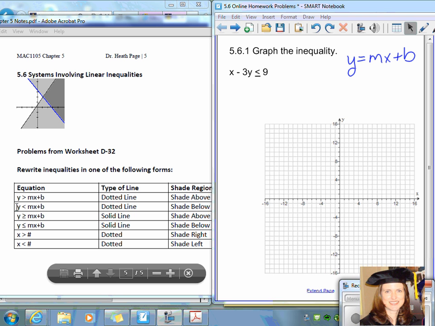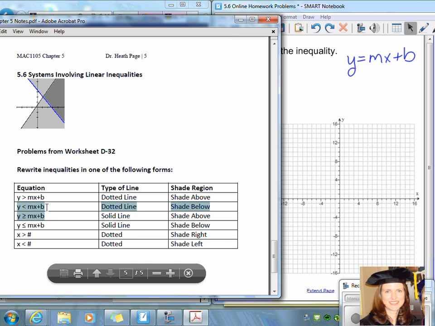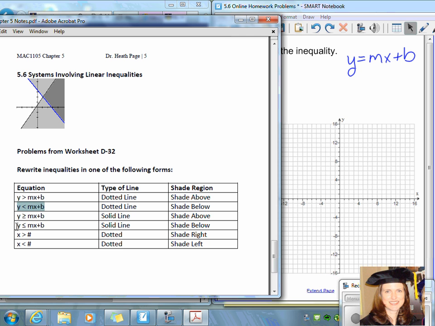Think of greater being higher, so you shade above the line. If the inequality is in the form of y is less than mx plus b, or y is less than or equal to mx plus b, in both of those scenarios, you're going to be shading below the line. Think of less than being lower than, so you shade below. Now, if the inequality only has an x in it, that means your line is going to be a vertical line, and you're either going to shade to the left or to the right.